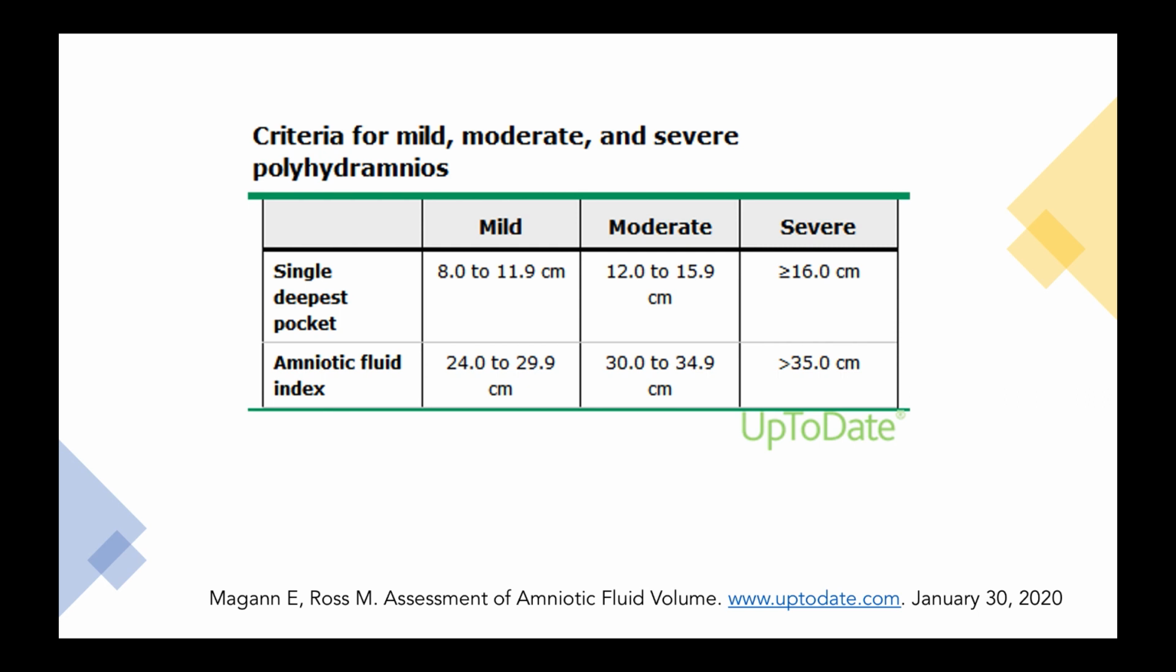And here's the criteria for mild, moderate, and severe polyhydramnios using either SDP or AFI. So for SDP, mild polyhydramnios is defined as 8 to 11.9 centimeters. Moderate polyhydramnios uses an SDP of 12 to 15.9 centimeters, while severe polyhydramnios is an SDP of at least 16 centimeters. Now, using AFI, mild polyhydramnios is about 24 to 29.9 centimeters, moderate polyhydramnios is 30 to 34.9 centimeters, and severe polyhydramnios is an AFI of more than 35 centimeters.